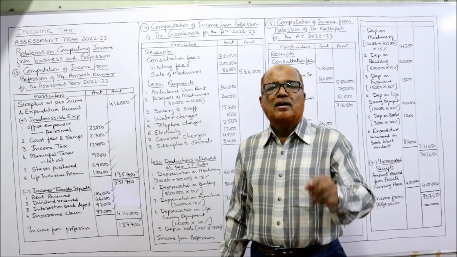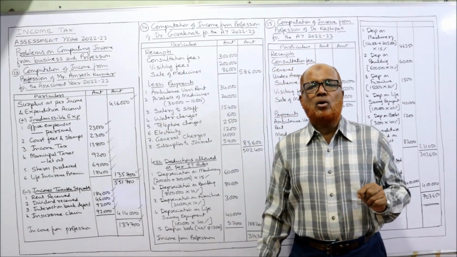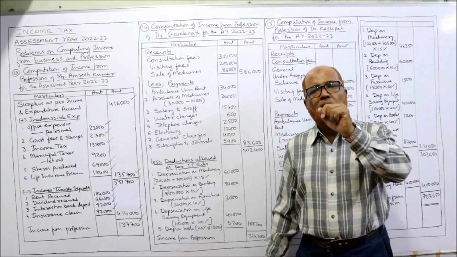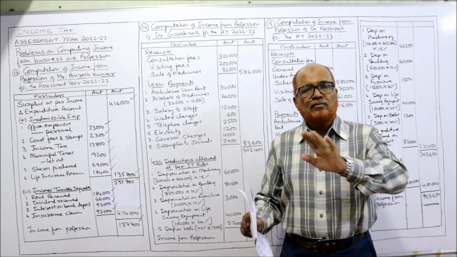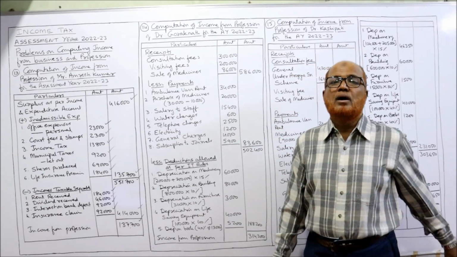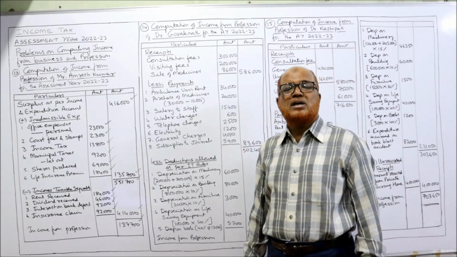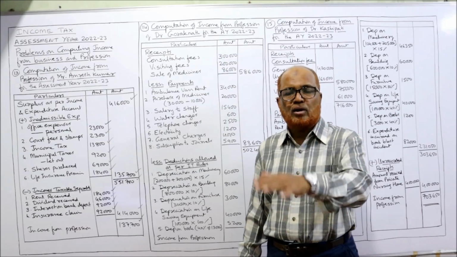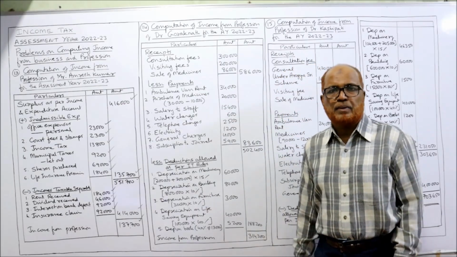Why it is given? Depreciation is allowed on machinery, on building, on furniture. The rate will not be given. The depreciation rate will not be given. You have to remember what are the rates of depreciation on machinery, on building, on furniture. That I am going to explain.